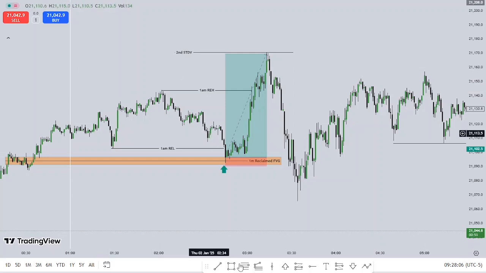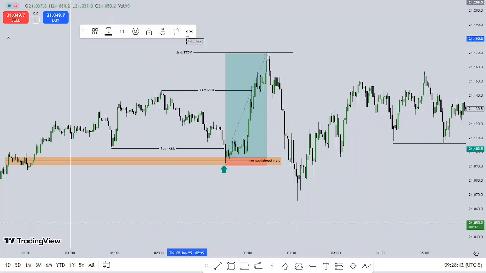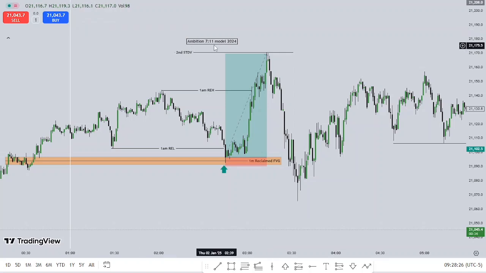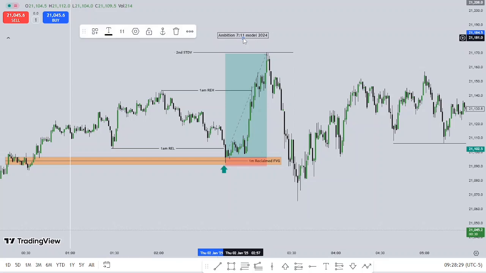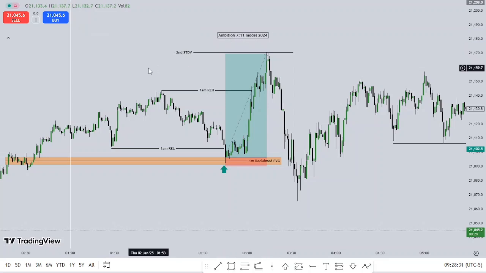So our model is called Ambition 7-Eleven Model 2024. As I said before, it is inspired by the ICT KLab model, which we do in a different way, but I have found this model and it's really helping me a lot.